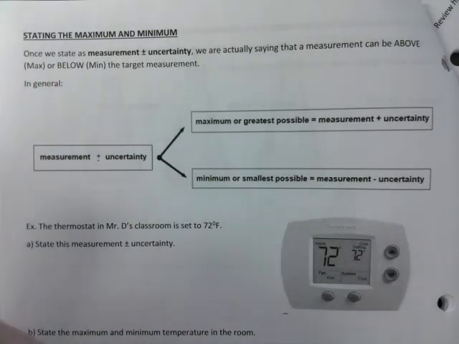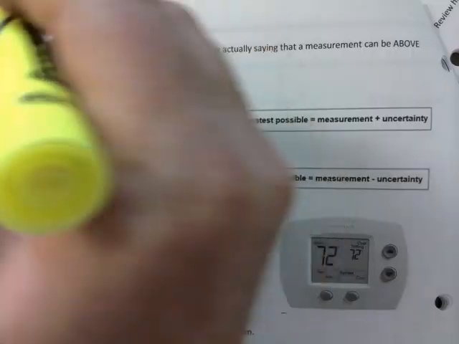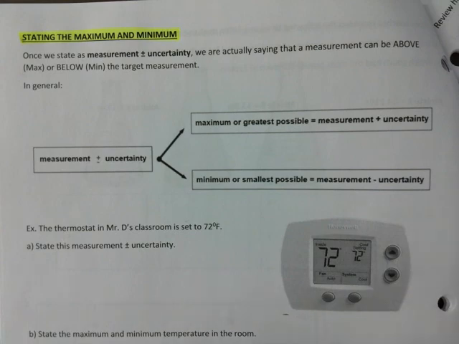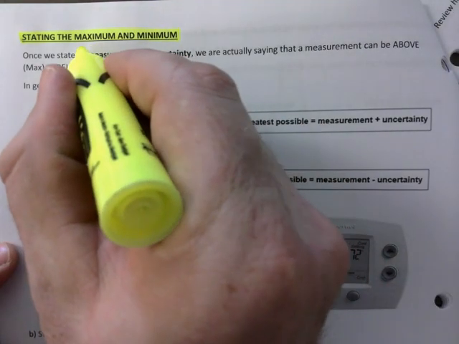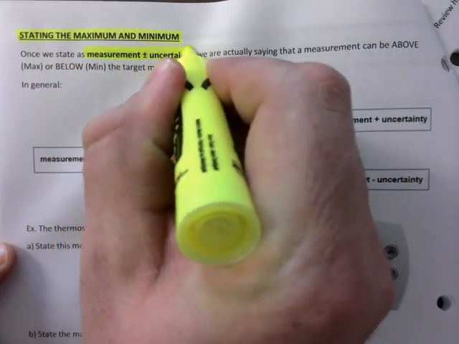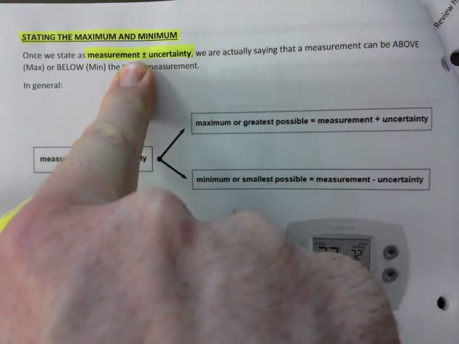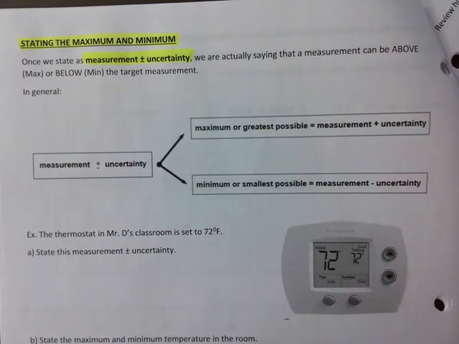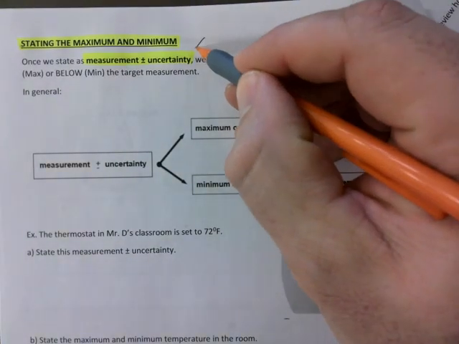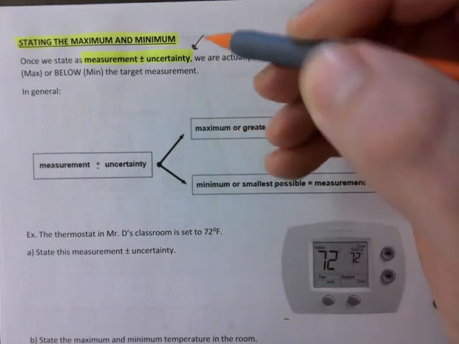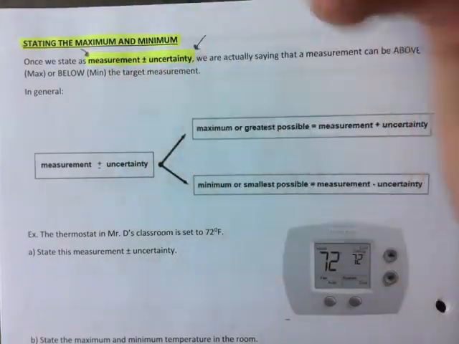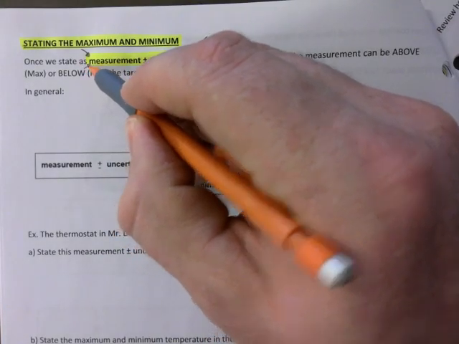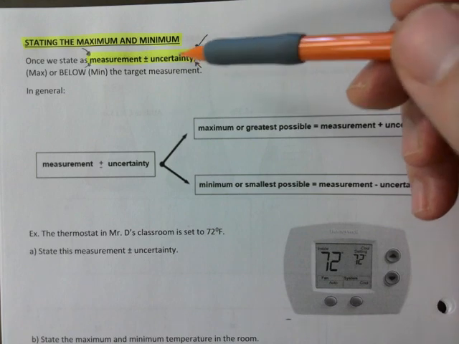Stating the minimum and maximum. Okay, so this is very important. We're gonna build on what we did yesterday. We usually want to state a measurement like this. Okay, it's very important. I'll put some arrows to it because it's very important. I would like you to actually add this to your study sheet later on, but don't do it just yet. I'll give you a bit of a hint there.